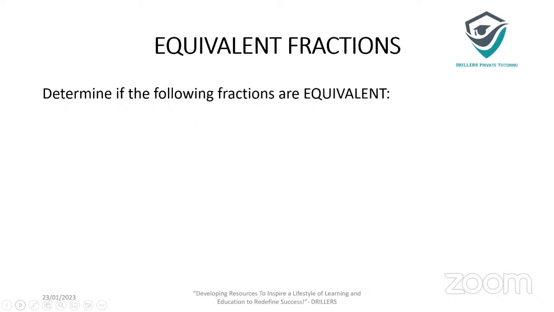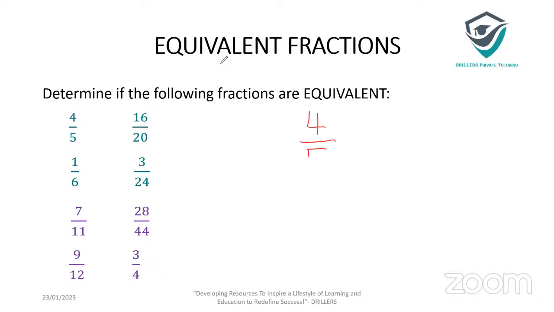Let's determine if these fractions are equivalent. The first pair of fractions is 4/5 and 16/20. We have to determine whether or not they have the same value. We're going to calculate that using the LCM method. So we have 4/5 and 16/20. LCM, as I said before, is your lowest common multiple.